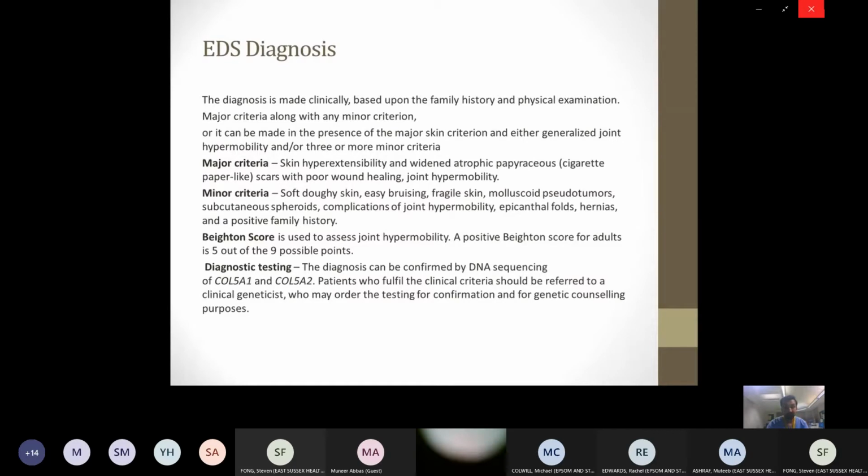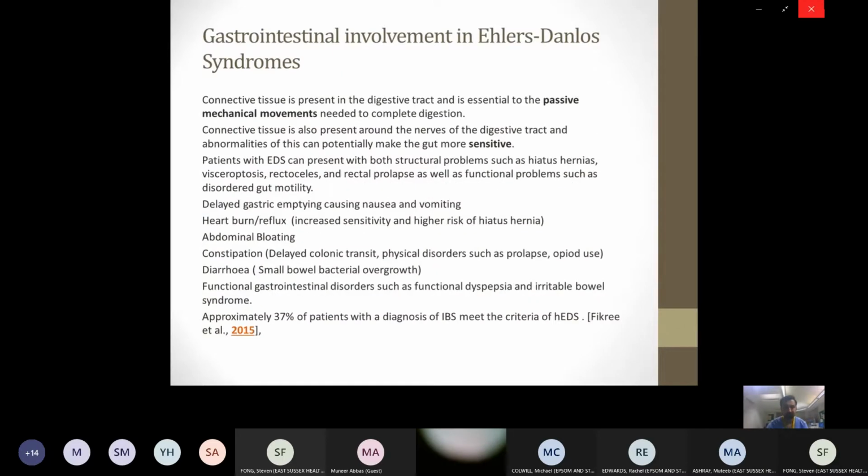Diagnosis can be confirmed by DNA sequencing of COL5A1 and COL5A2. Patients who fulfill the clinical criteria should be referred to a clinical geneticist, who may order the testing for confirmation and genetic counseling purposes. Connective tissue is present in the digestive tract and around the nerves and is essential to passive mechanical movements, and plays a role in gut sensitivity as well.